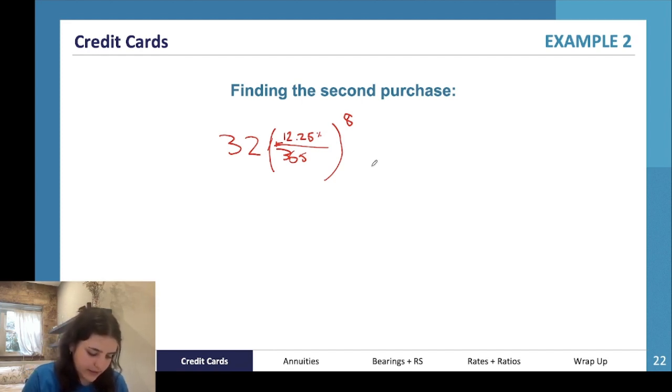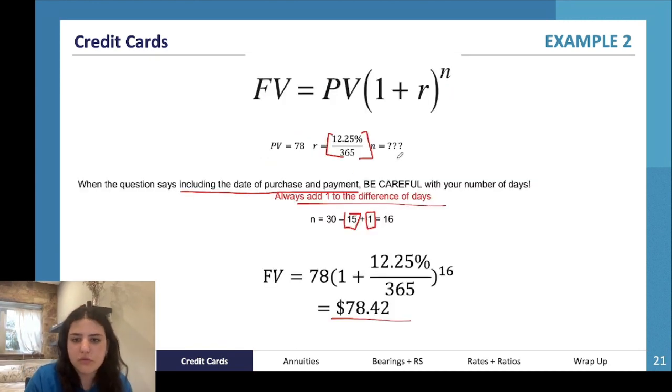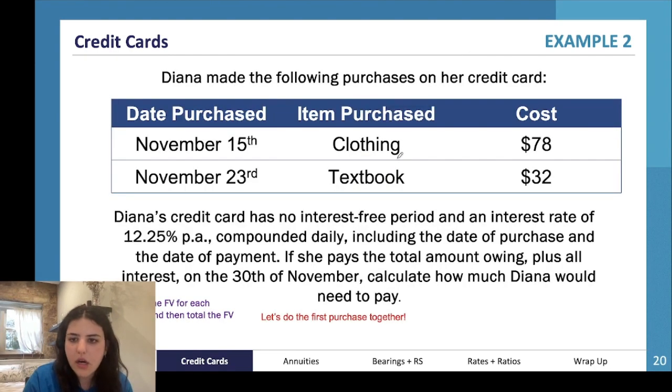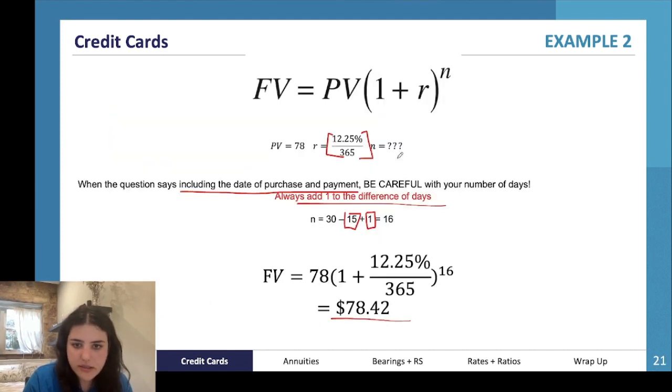Pop that into my calculator, 1 plus, and then 12.25% over 365. And it's to 8 days. That's giving me $32 and let's check if that looks right. 12.25% calculated on, yes.